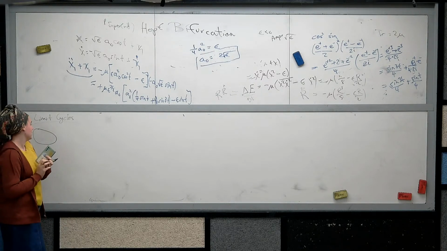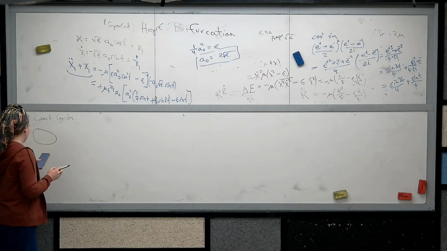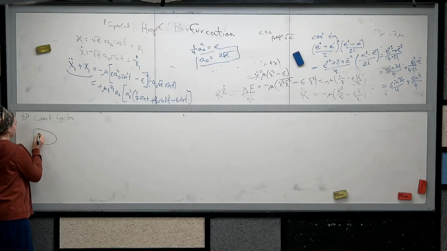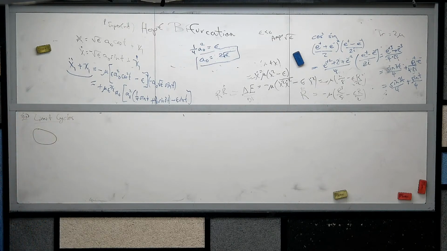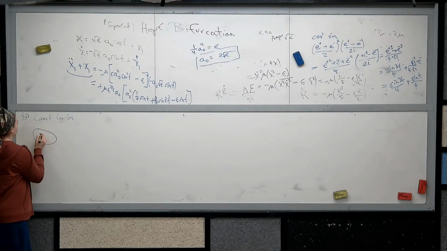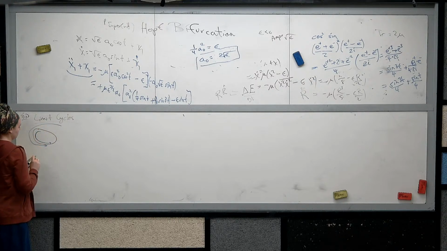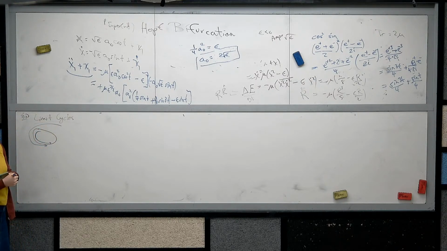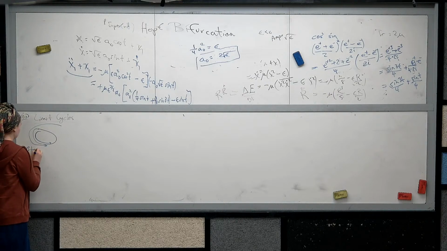And as with a fixed point, we have a stable limit cycle, where from the inside trajectories will go out to it, and from the outside they will come in to it. This is stable.